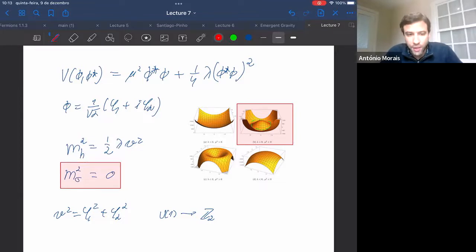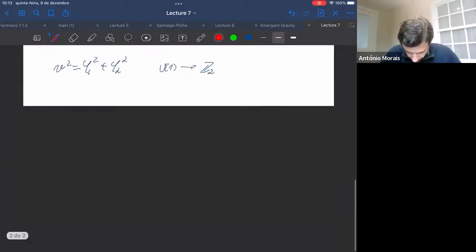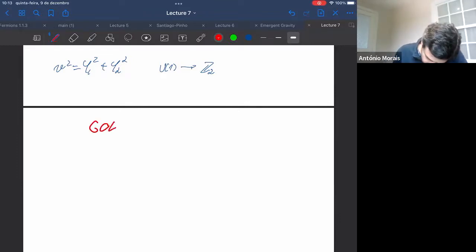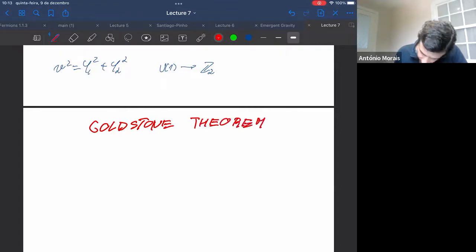Why is this emerging? Is this a generic feature? Is it not? Under which circumstances do we have Goldstone bosons? For that we will study the Goldstone theorem. There is a theorem saying that these particles always exist whenever you have a continuous broken symmetry. Goldstone theorem.